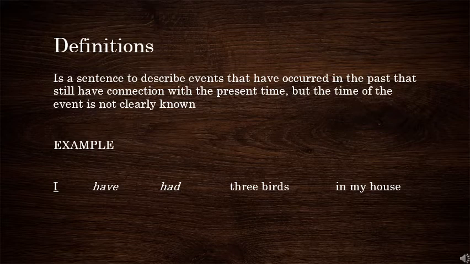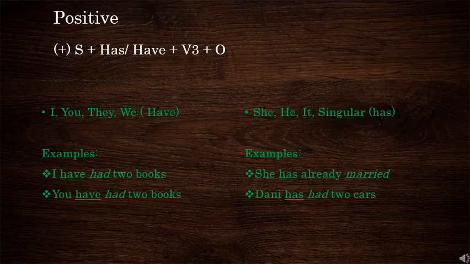So I know you are still confused about the position of each word in this example. Okay, now we move on to the formula of present perfect tense, especially in the positive form. The formula here is subject plus has or have plus verb 3 and then plus object.